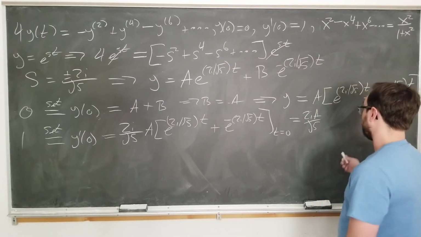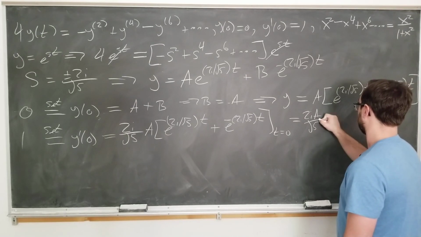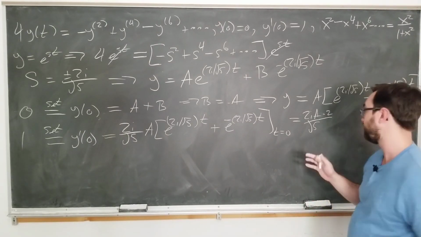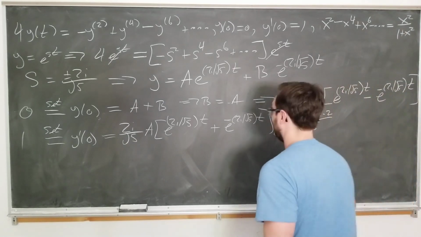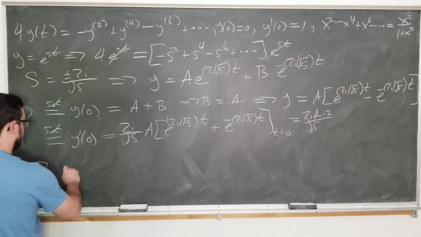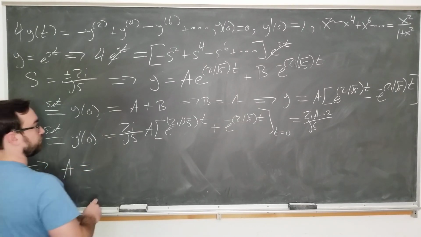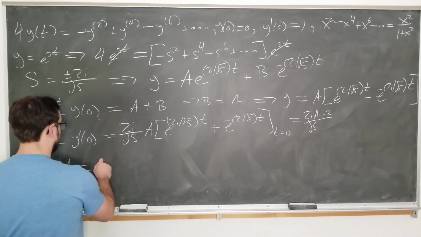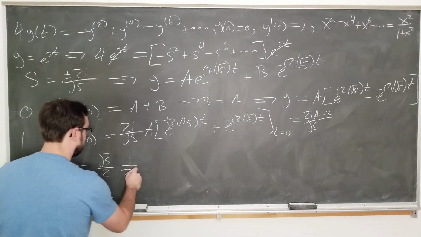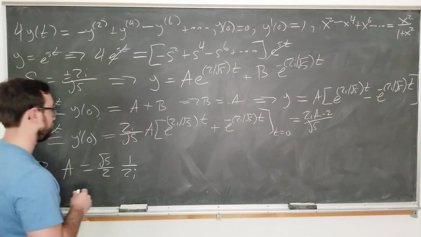1 plus 1 is 2 times 2. It's messy. Just bear with me. Okay, so this tells us that a is equal to square root of 5 over 2 times 1 over 2i. You'll see why I did this in just a moment.